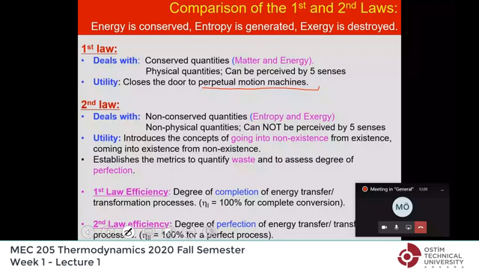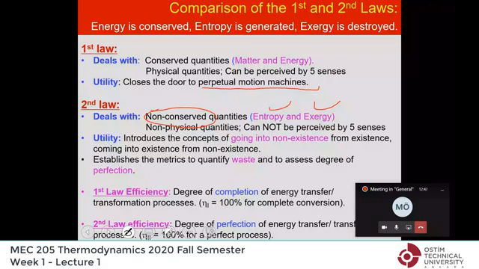And the second law deals with non-conserved quantities like entropy and exergy. It deals with things that go into non-existence or exist out of nothing, unlike mass and energy. The main utility of the second law is that it establishes the metrics to quantify waste and to assess the degree of perfection. So these are kind of vague terms right now, but you will see the value later on.